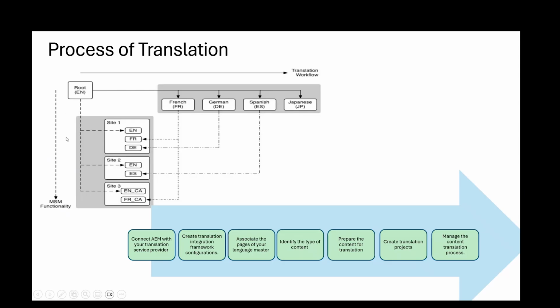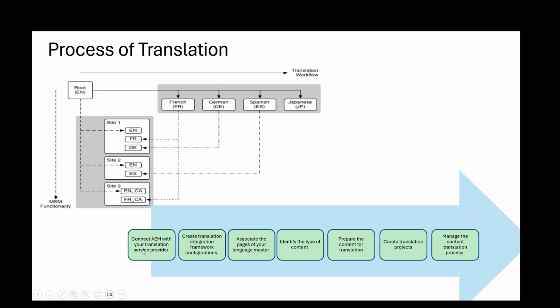This is the overall flow. The above hierarchy you have already seen when we were talking about the site structure. You could have different language copies, as you can see, like French, German, Spanish, and Japanese. So the translation will work in that way. As you can see, the translation workflow is there. So translation will work on these languages, and once these languages have the translated content, those will be reflected to the live copies. So how does that actually work?